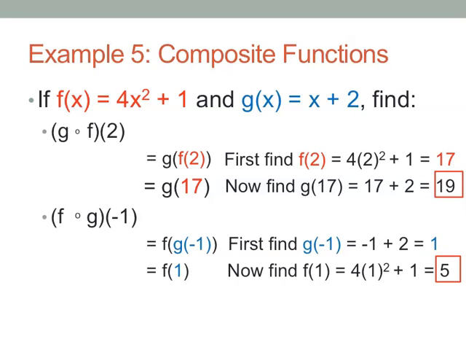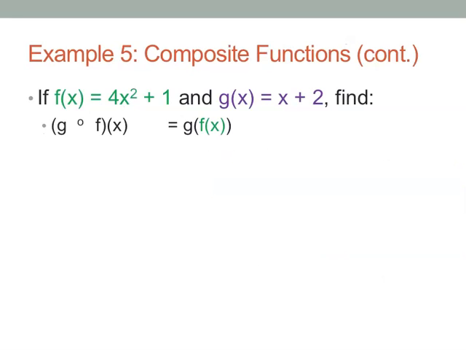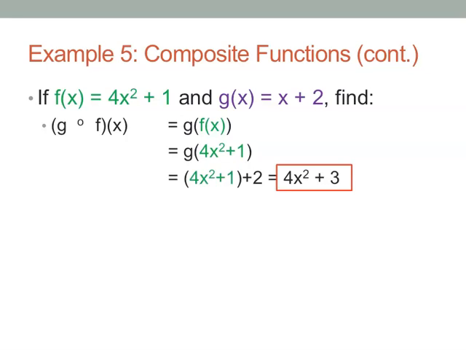Now what if you're not given an actual number to work with? Let's say in the next ones we have g composed with f of x. So in this case, we are simply going to take f of x and we are going to plug that into our function g. So f of x is equal to 4x squared plus 1. So I'm going to plug that entire thing in wherever I see x in our function g. So this will be 4x squared plus 1 plus 2, which equals 4x squared plus 3.